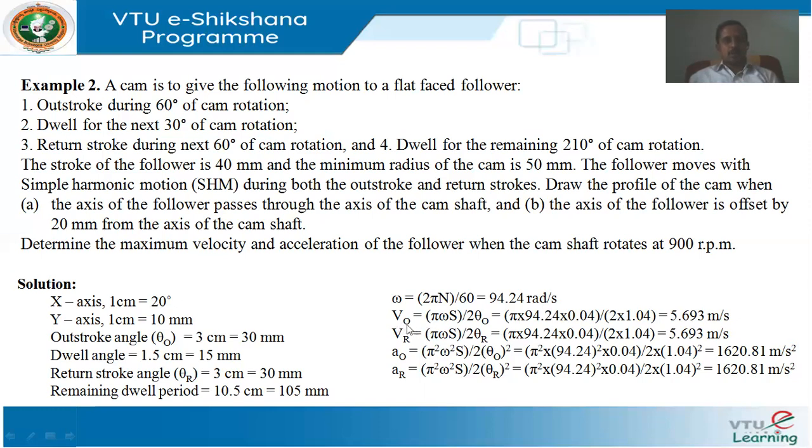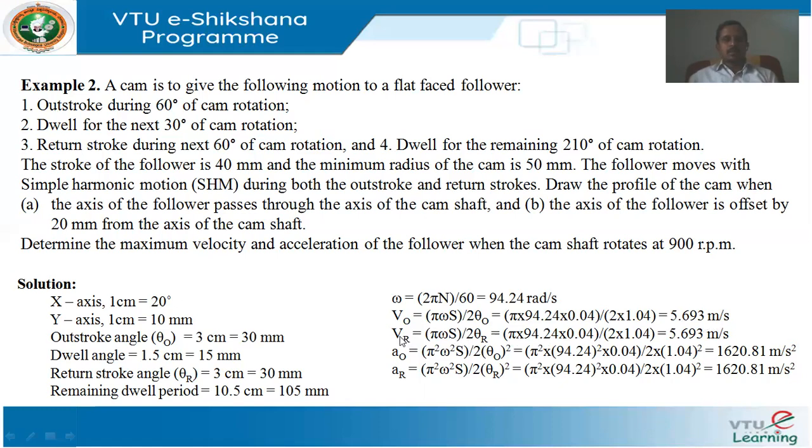The maximum velocity during outstroke is given by the equation pi omega S divided by 2 theta naught, where theta naught is the outstroke angle. Here omega is 94.24, and S is the stroke of the follower, which is 40 millimeter, so convert to meter. Now substitute S value 0.04, and the outstroke angle of 60 degrees, which we need to substitute in radians. The 60 degrees in radians becomes 1.04. After simplifying this equation, the maximum velocity during outstroke becomes 5.693 meter per second.